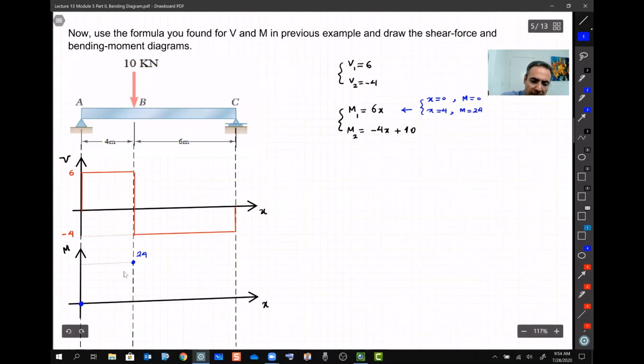Okay, and then the second one. Don't forget this M2 is valid for x's between 4 and 10, right? So only in this section. So again, put the boundaries there. X equal to 4, how much does it give you? Let's go back and see if we haven't made any mistake.